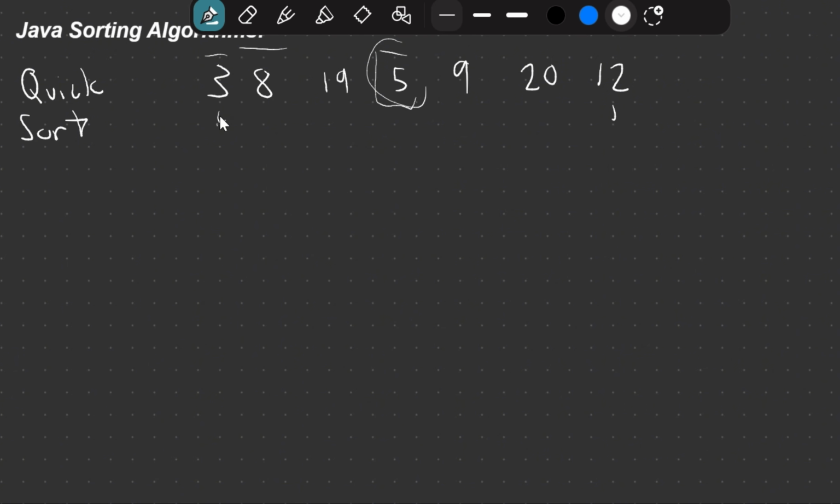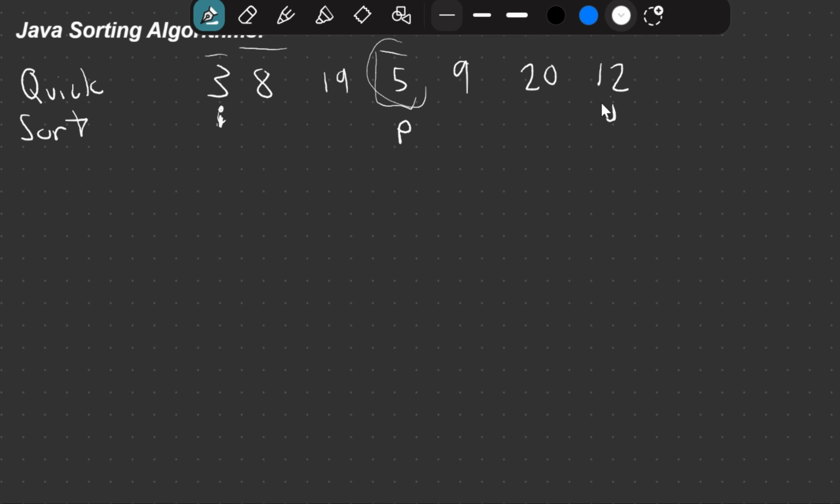So in this example, we're going to label the left side I, the right side will be J, and this pivot in the middle is going to be labeled as P. So the first thing we do is look at J, and while the value at J is greater than or equal to the pivot, we keep moving the J variable to the left.